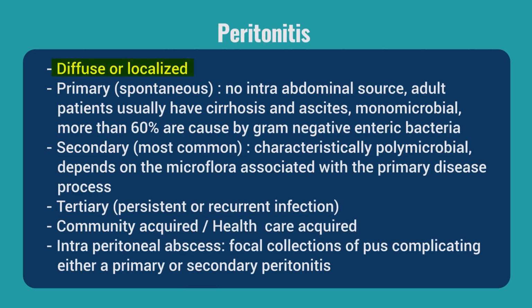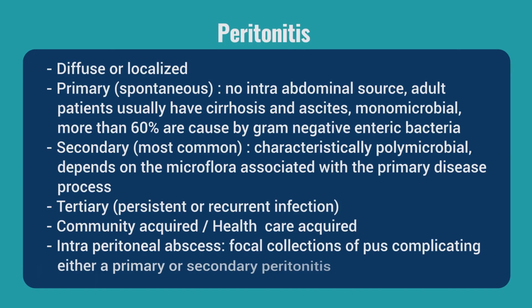Peritonitis can be diffuse or localized. Diffuse means the whole of the peritoneum is involved in a larger area. Localized means it's localized to a particular area where the primary problem is actually happening. Peritonitis is further divided into primary peritonitis, which is spontaneous, and secondary peritonitis. It can also be divided into community acquired and healthcare acquired. So let us see what is primary, secondary, and tertiary peritonitis.